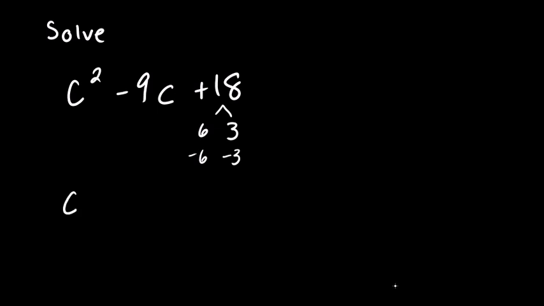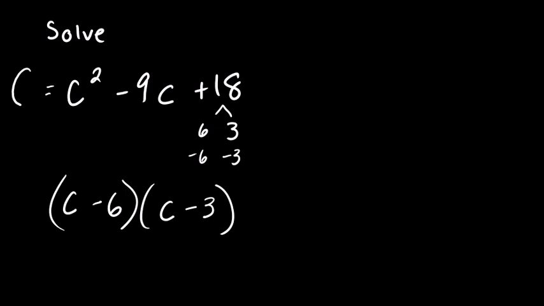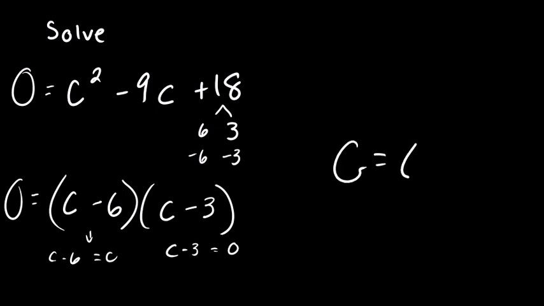So I get c minus 6 times c minus 3. Alright, and if it said solve, there would be an equal sign. So if c minus 6 times c minus 3 equals 0, that means c minus 6 must equal 0, or c minus 3 must equal 0. So c must equal 6 or a positive 3.